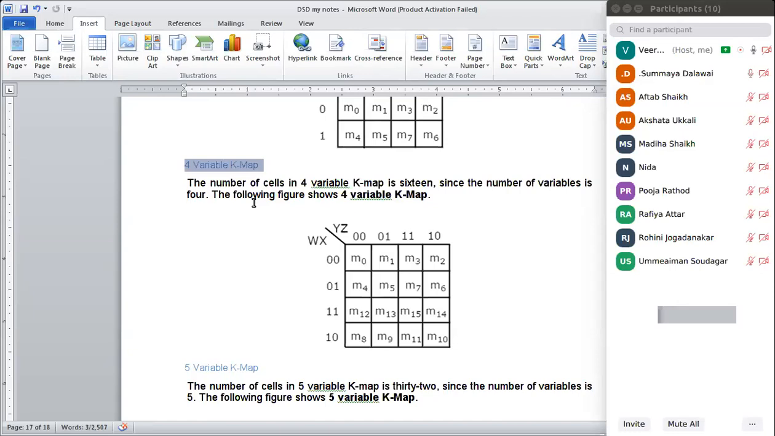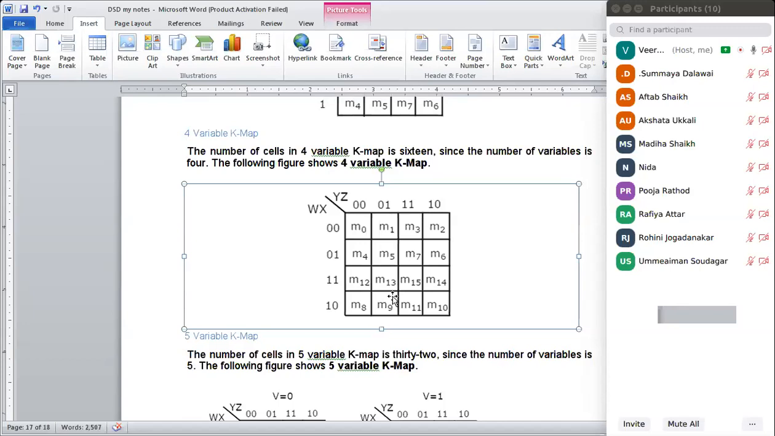16 cells. Okay, so how can we write this? Now, as it is being divided, we cannot divide it. We put Wx on the lower side for simplification purposes. Wx, yz, four variables: two variables on the lower side of the adjacent bar and two variables on the upper side of the adjacent bar.